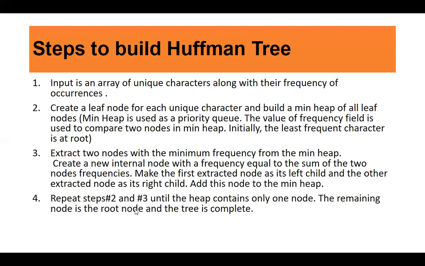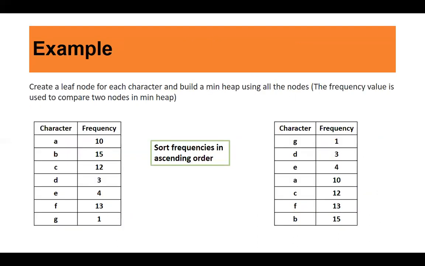You can repeat steps 2 and 3 until the heap contains only one node, and the remaining node is the root node of the tree. Now the tree is complete. All these steps will be more clear once we look at an example. So let us look at an example and start building a Huffman tree.